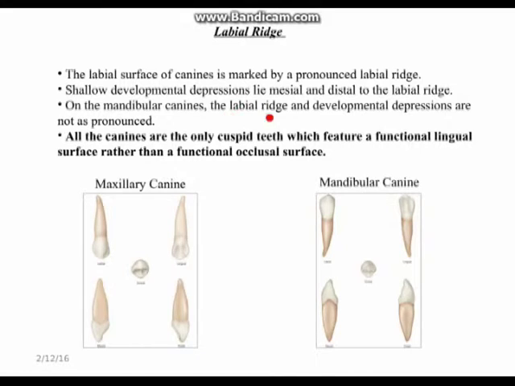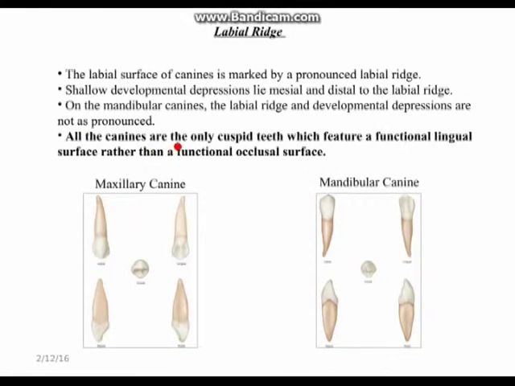On the mandibular canines, the labial ridge and developmental depressions are not as pronounced. So if you were to compare between maxillary and mandibular, the maxillary canines have a more pronounced labial ridge. The mandibular canines do have that labial ridge, but it's not as pronounced. It's not as bulky as the maxillary canines. So the developmental depression is going to be a little bit shallower, while it's going to be deeper in the maxillary canines.